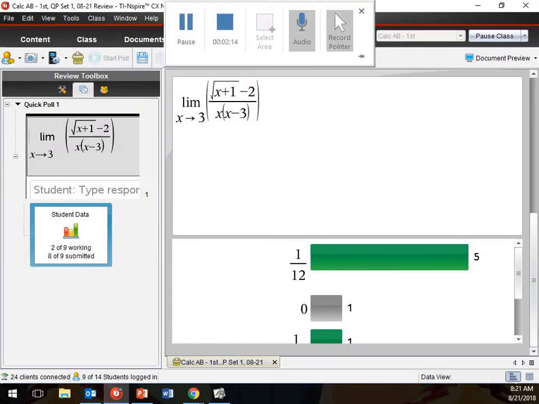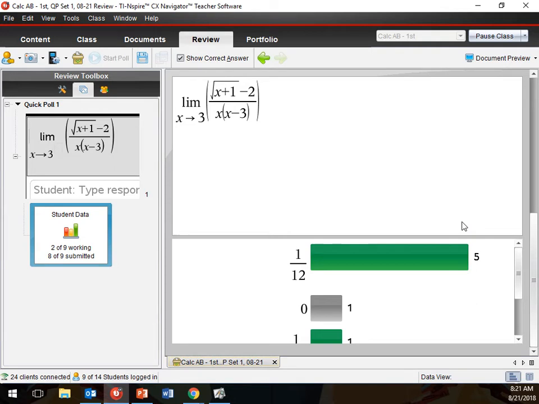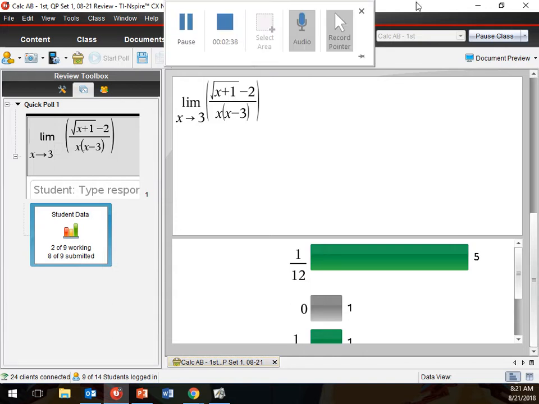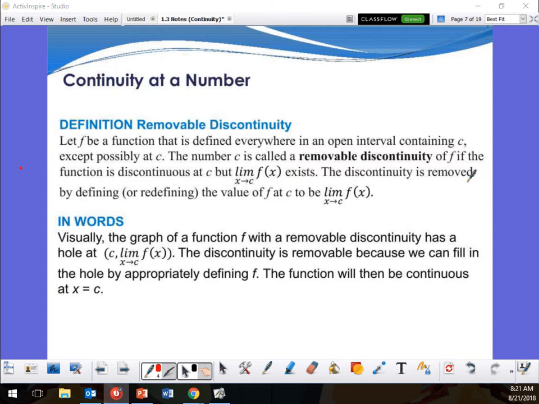Okay. Now, on this problem right here, I was able to remove the discontinuity of x minus 3, right? Because that gave me 0 in the denominator. So by multiplying by the conjugate here, I was able to remove the problem in the denominator by factoring it out, right? Okay, so that's called a removable discontinuity. So the limit exists, but the function does not exist at that point.